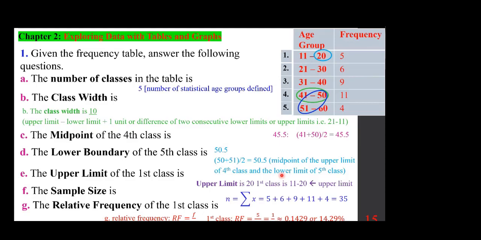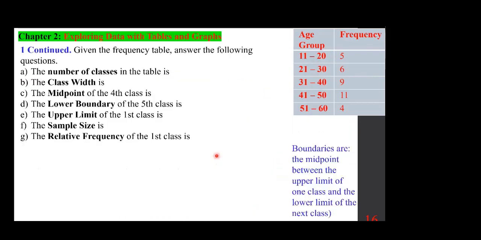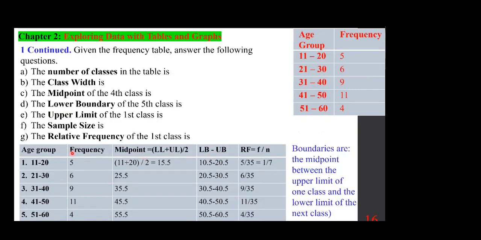So we have this column is the age group, this column is the frequency. So rather than finding a midpoint for one class, you can find the midpoint for all of them quickly as follows. Remember, the width was 10, we found out in the previous page. So in this case, the midpoint is 11 plus 20 divided by 2 is 15.5. Just add up 10.